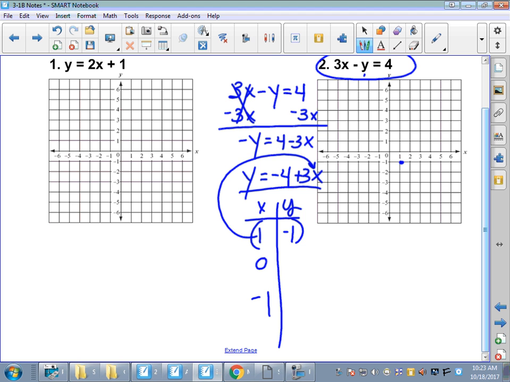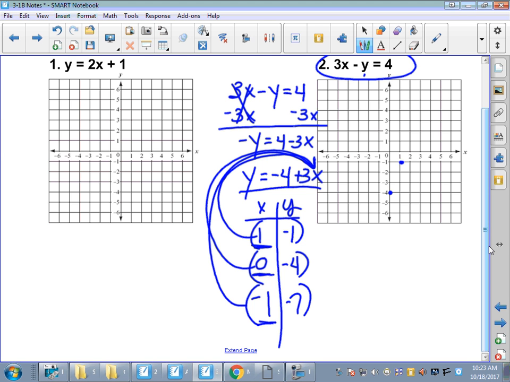When I plug in 0, I plug 0 in for x. I replace x with 0. 3 times 0 is 0, plus a negative 4 is negative 4. So 0, negative 4 is also a solution of this equation. And last one, negative 1. When I plug in negative 1, I plug it into the equation, then the equation gives me my y value. I got to choose what numbers I wanted to plug in, but then the y value is chosen by the equation. So when I plug in negative 1 times 3 is negative 3, plus a negative 4 is negative 7. So negative 1, negative 7 is also on this line.